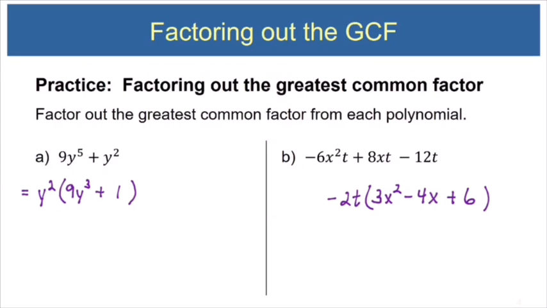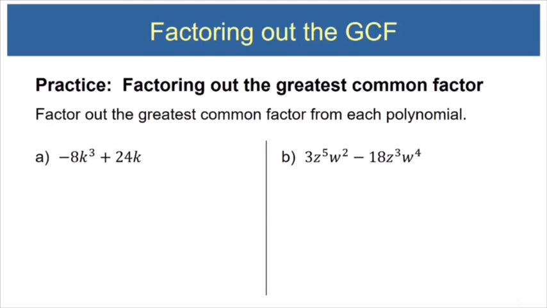And remember, we always need to check that our distributing works. So just really quickly, mentally, make sure that negative 2t times 3x squared gives you that term. Negative 2t times negative 4x gives you that term. Negative 2t times 6 gives you that term, and that all works. And then, just as important, you need to make sure that these terms no longer share any common factors other than 1. So is there anything besides 1 that goes into 3 and 4 and 6? And the answer is no. Do they all have an x? The answer is no. And of course, none of them have a t. So we really did factor out the greatest common factor, and this one's finished.